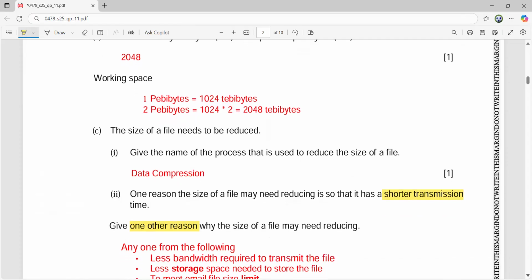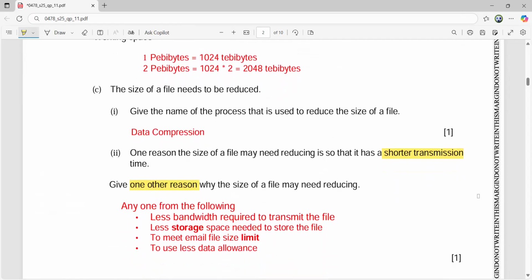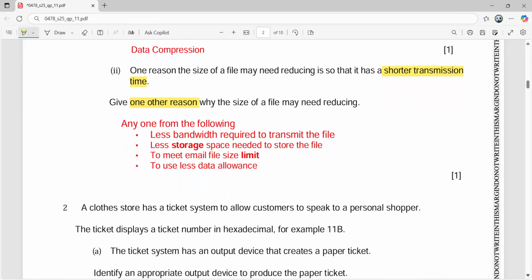If the student has not paid attention to these details and mentions the shorter transmission time, then that will be a problem. That's why you can write: less bandwidth is required to transmit the file. Less storage space is needed to store the file. To meet the email's file size limit, because sometimes if the file size is bigger and the email has a certain limit, then you will not be allowed to send it. Or to use less data allowance. So these are a few of the acceptable values, and be clear that this is how you will be able to score your marks.